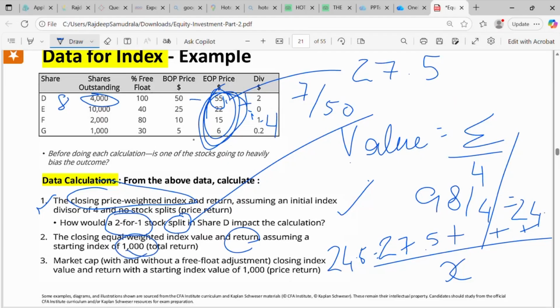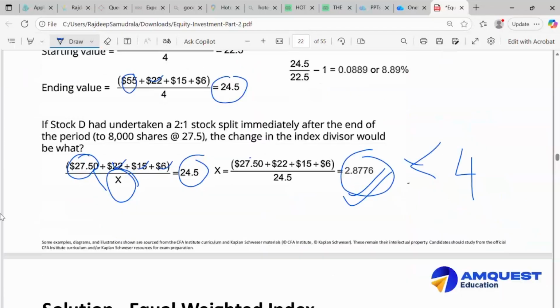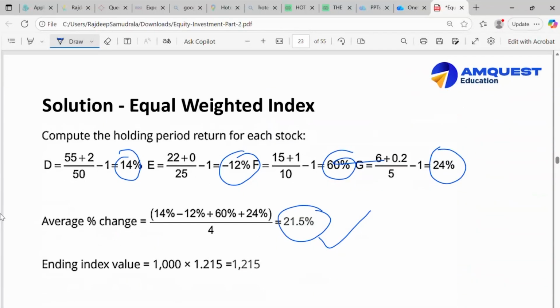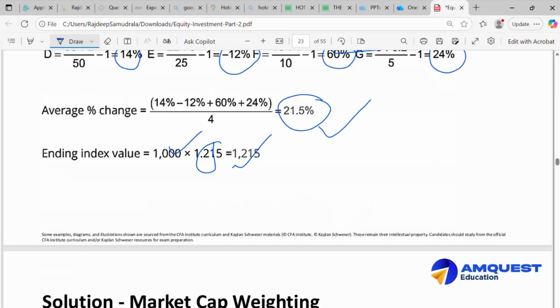Okay, now obviously how to find the closing value is very simple. If the returns are 21% and the opening value is 1000, that means 1000 must have become 21% more, which is 1215. That's it. Understood? Increase it by 21%, you'll get 1215. That is your answer.